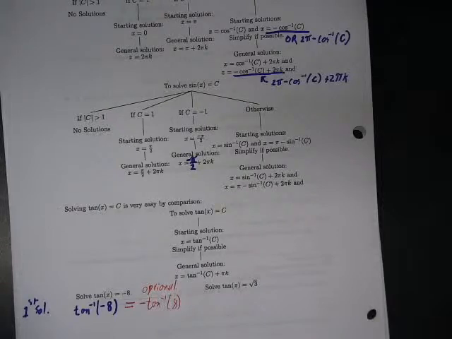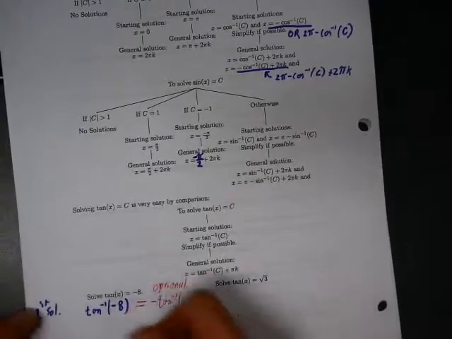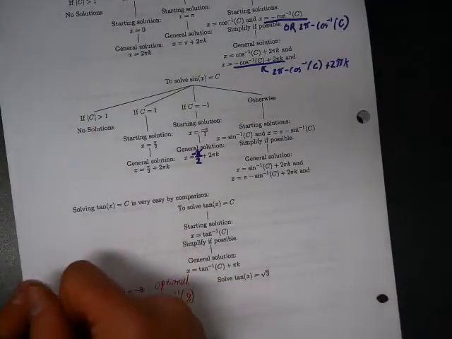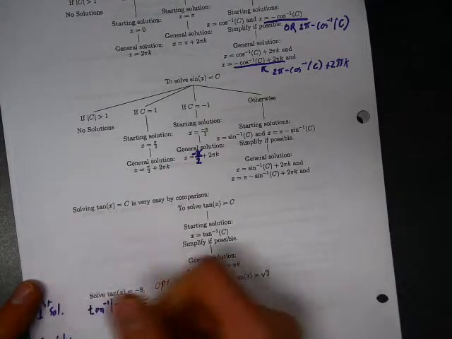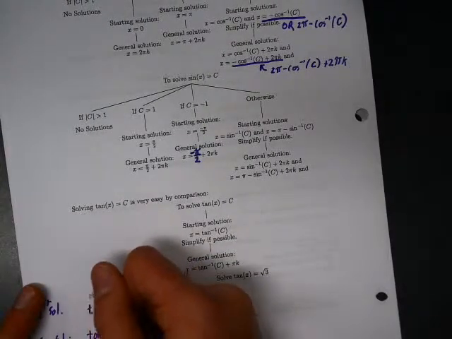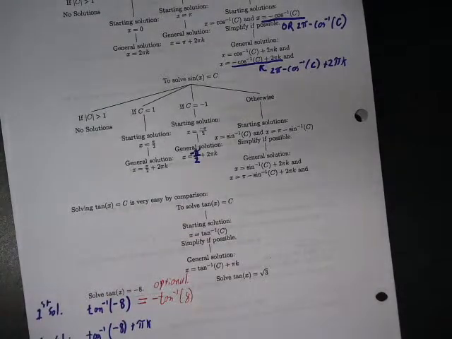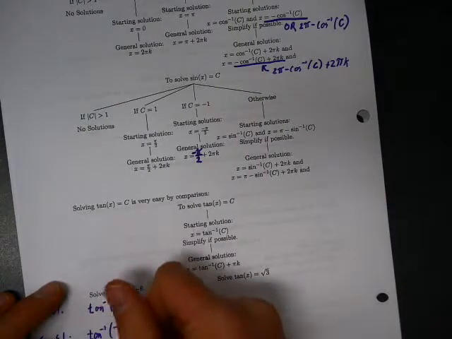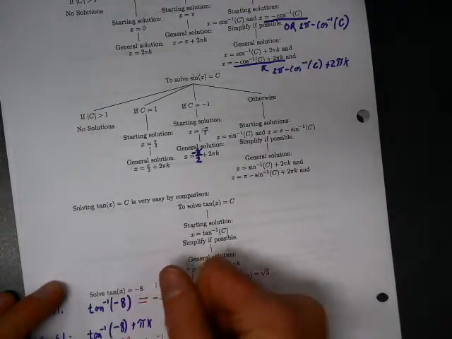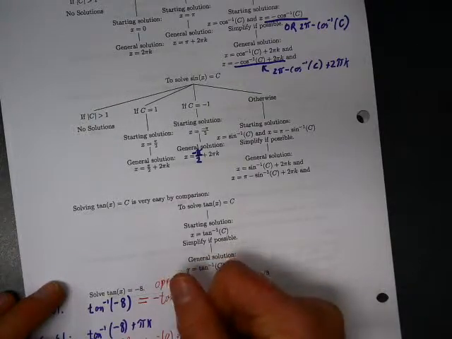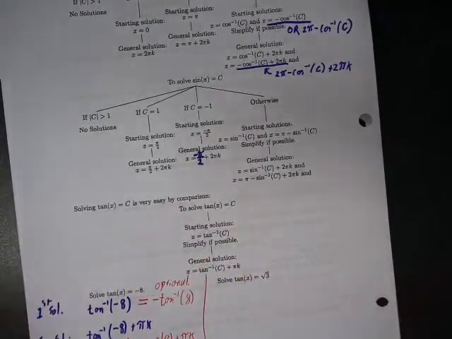Now, according to this flowchart, how can I get the general solution? Just add plus pi k. So the full solution then, the general solution, is inverse tangent of negative 8 plus pi k, or negative inverse tangent of 8 plus pi k. That seemed pretty okay? Fair enough?